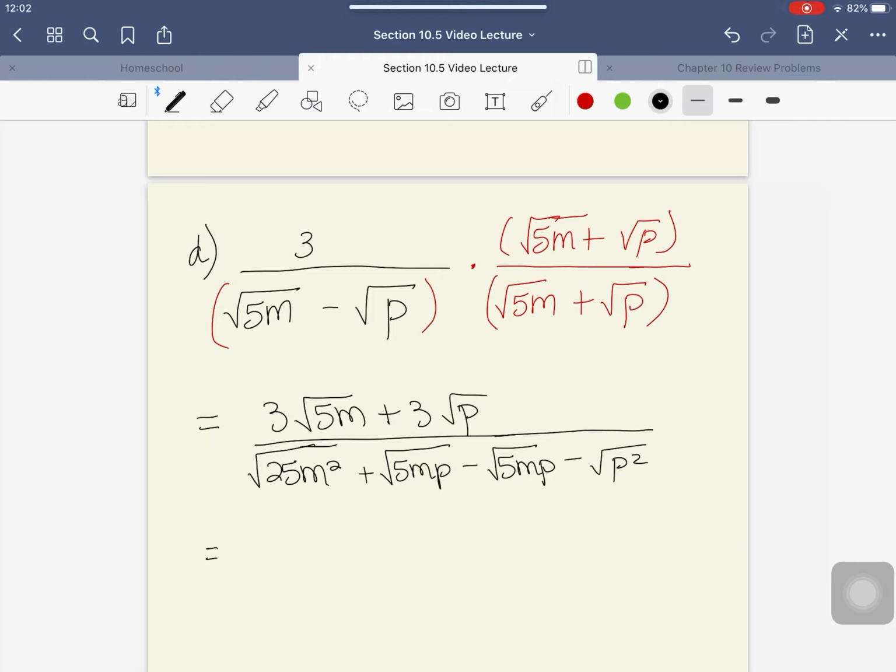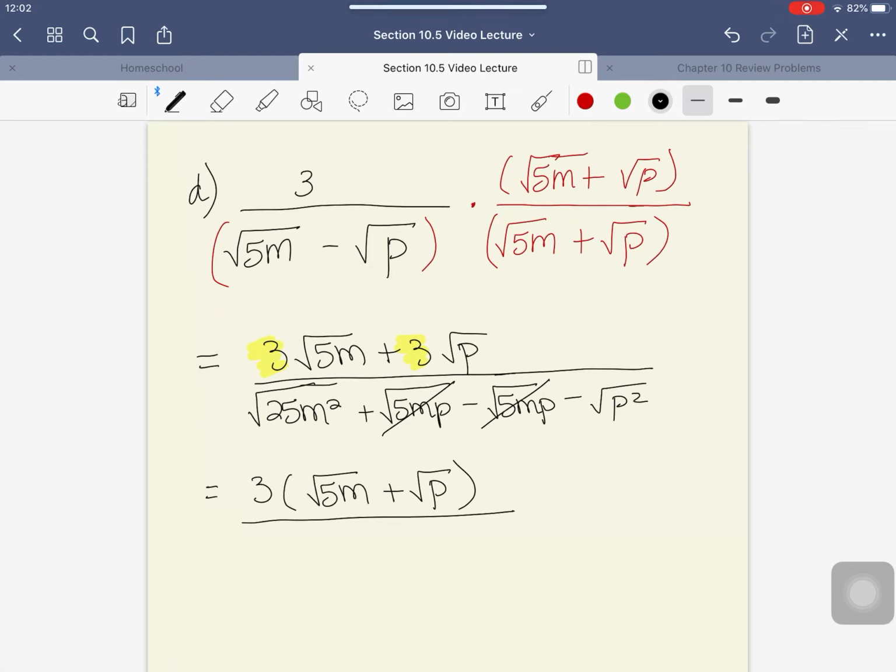Okay, in the numerator, I can go ahead and factor out that 3. So that will be 3 times the square root of 5m plus the square root of p. All right, in the denominator, the square root of 5mp minus the square root of 5mp will cancel. The square root of 25m squared would be 5m. And then the square root of p squared would be p. And that's your final answer.